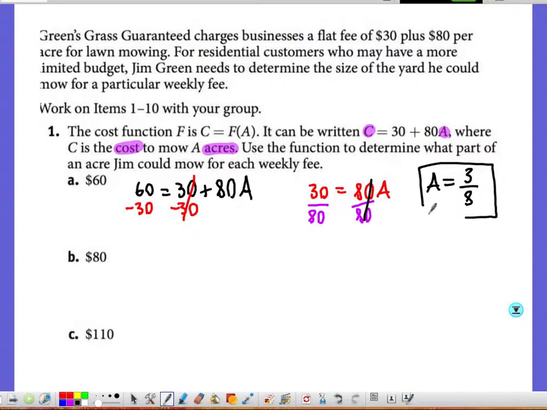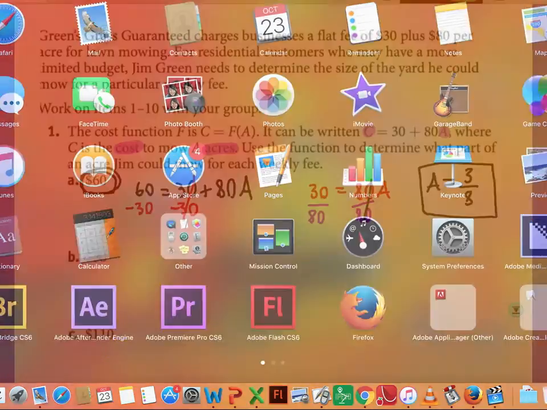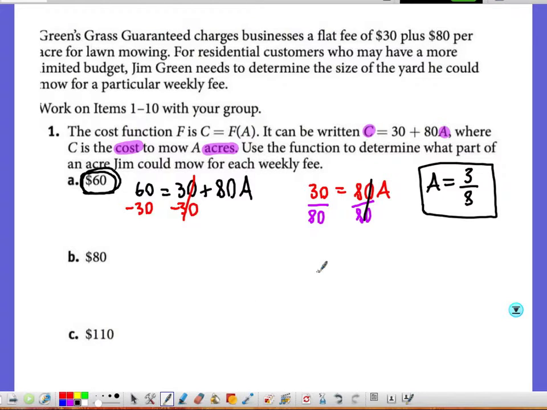And so, if the cost is $60, how many acres did I mow? 3/8 of an acre. And I prefer you to keep it as a fraction. But we can find out what decimal that is if you wanted to know. 3 divided by 8. That's 0.375 acres, which costs $60. Alright, and that's how you find out the rest, B and C.